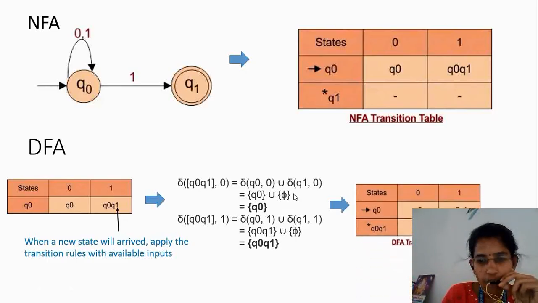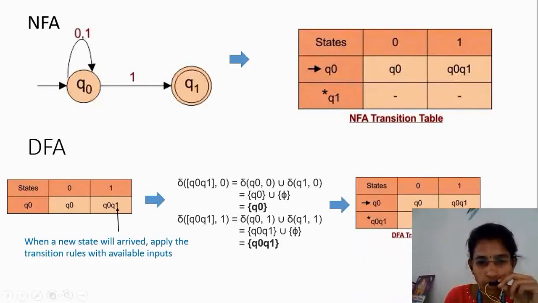The final step: add the new state in your DFA table. After the transition rules, add the column Q0, Q1 in your DFA transition table. After that there are no new states. After the transition, in the second column no new state occurs, so I stop here. So this is the DFA transition table.